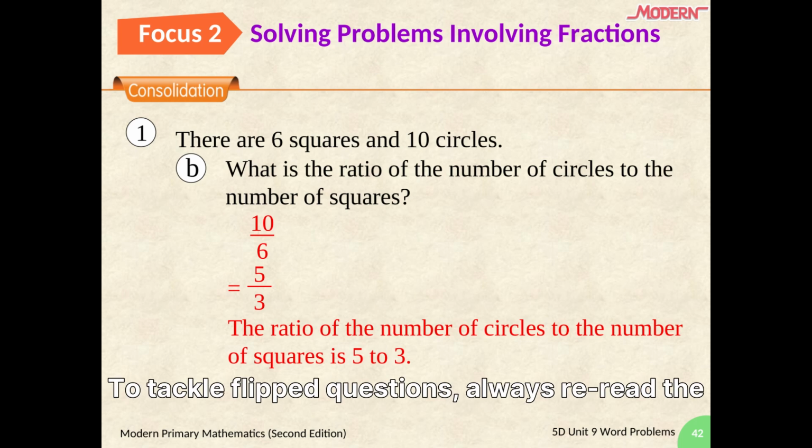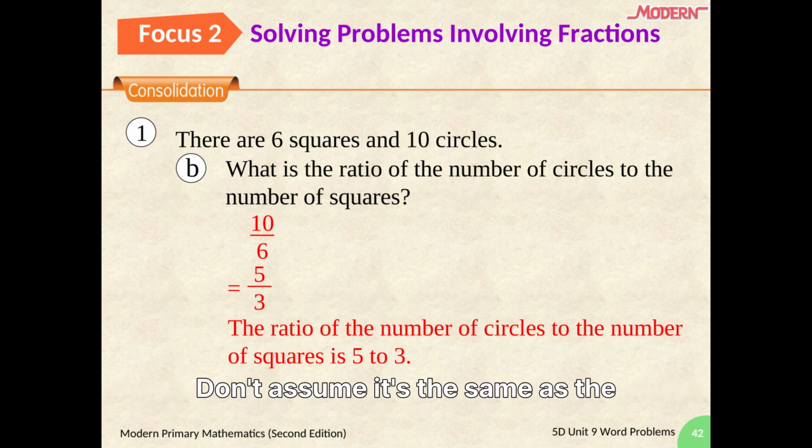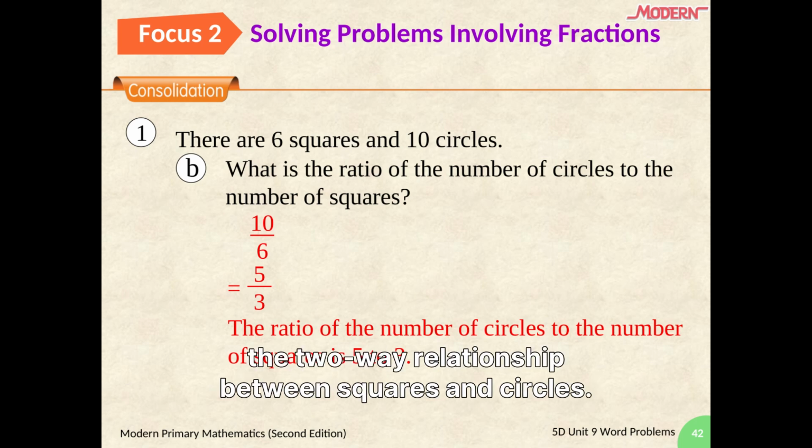To tackle flipped questions, always reread the order. Don't assume it's the same as the last slide. Math rewards the careful reader. Final answer: the ratio is 5 to 3. You've now mastered the two-way relationship between squares and circles.